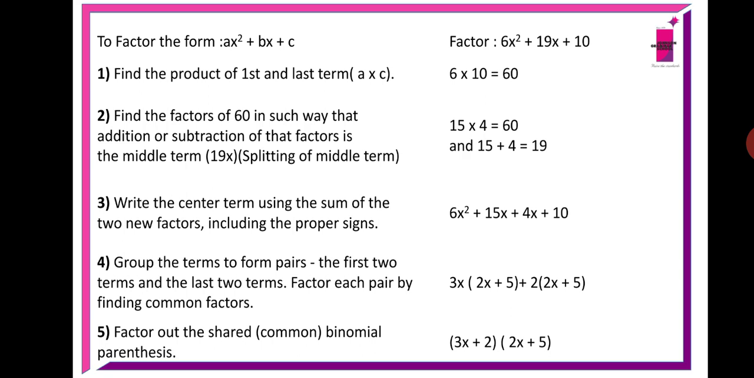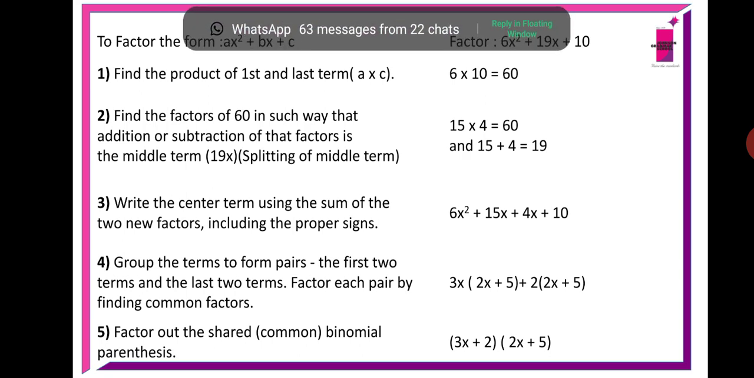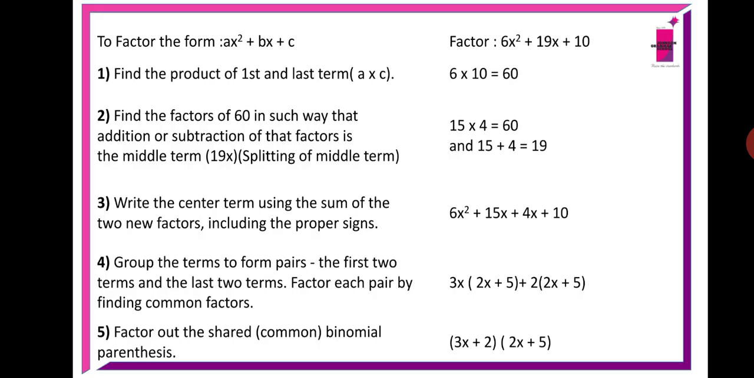You can see here, my dear, 3x into 2x plus 5 plus 2 into 2x plus 5. Now 2x plus 5 is common in both. Then you will get 3x plus 2 into 2x plus 5. So this is an example with a proof I have shown of how to factorize.